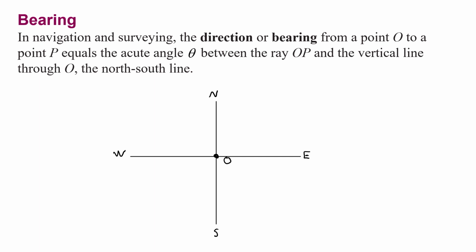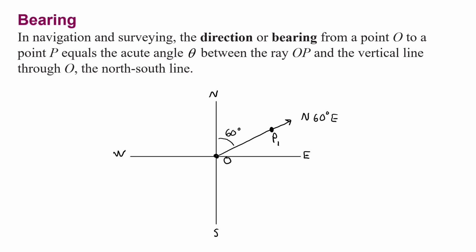Our first illustration involves drawing a point labeled P1 that lies in quadrant 1, with a ray beginning at point O passing through P1. The ray is denoted as having an acute angle of 60 degrees between it and the north line. So the bearing from O to P1 is denoted as N 60 degrees E, which we read as north 60 degrees east. And this indicates that the bearing is 60 degrees east of north.